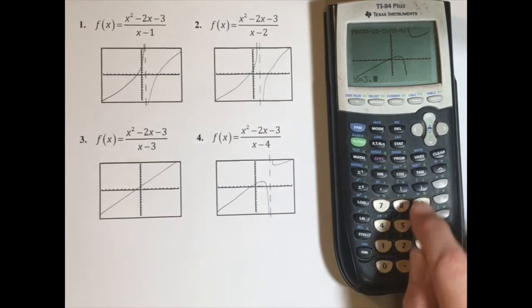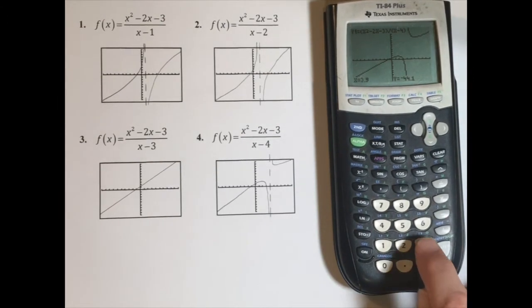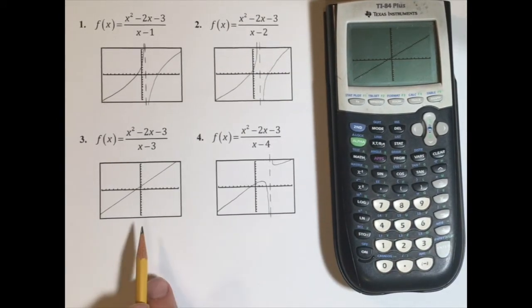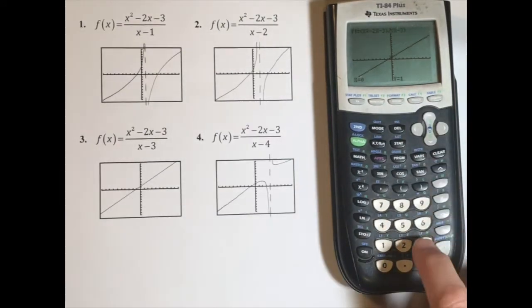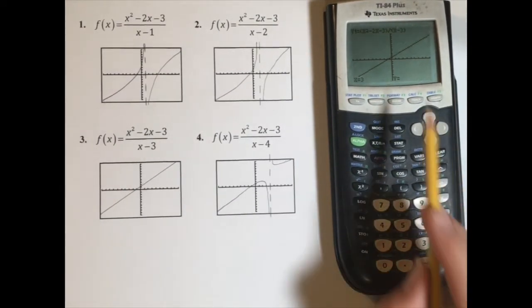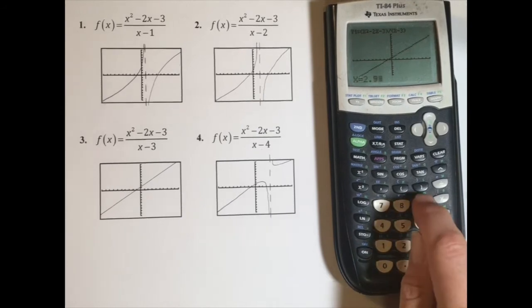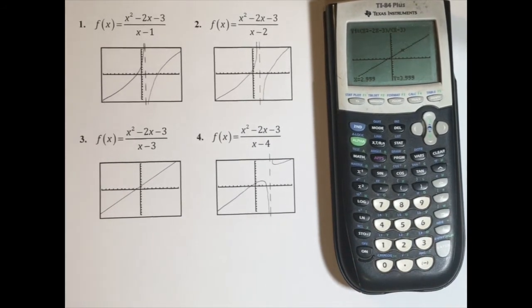If I trace 3.9, I get some sort of output. If I trace 3.999, I get some sort of output. But if I trace 4, it's undefined. Let's come back to this function. How come it's not undefined when x equals 3? Let me trace 3. Oh, well, it is undefined when x equals 3. If I trace 2.9, there's output. If I trace 2.999, there's output. But if I trace 3, it's undefined.